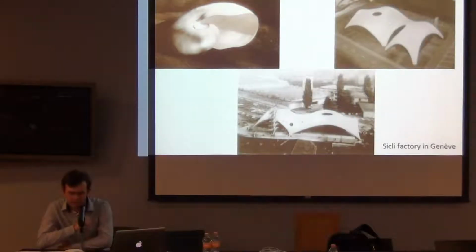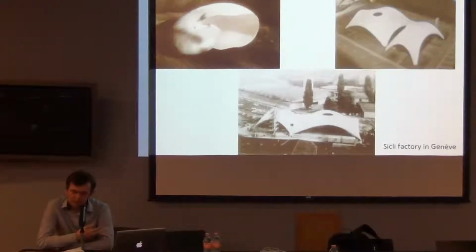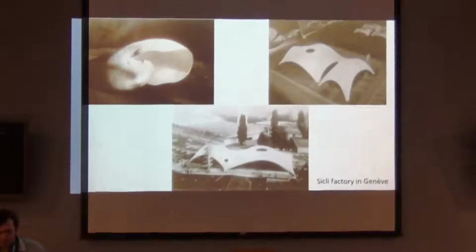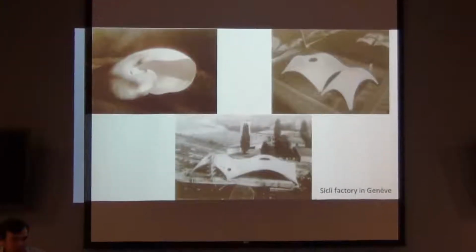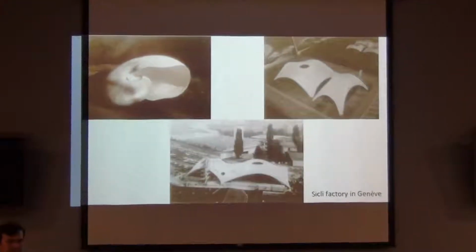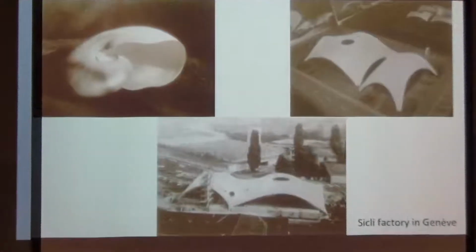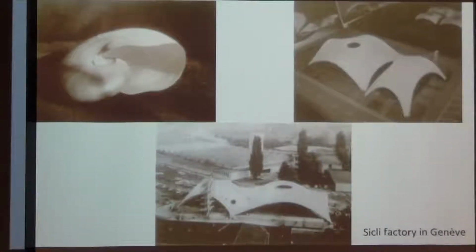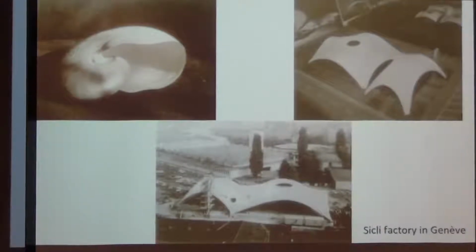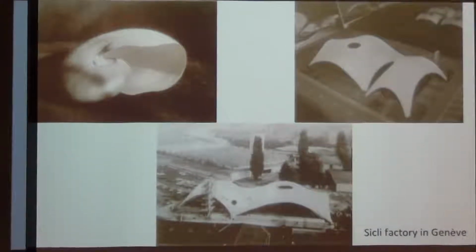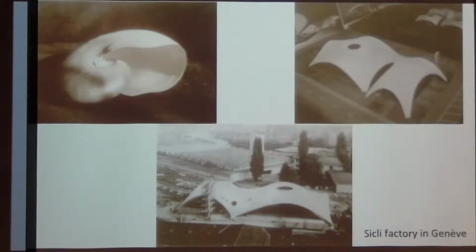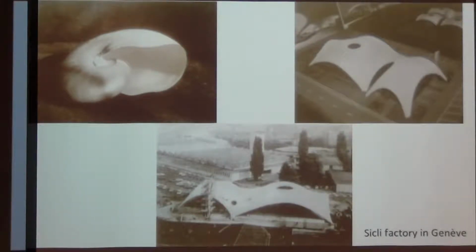You see a snail shell on the slide, and Isler's model inspired by this shell, and the application of the model to the building practice, namely the Sicli factory in Geneva. At first sight, we won't be able to see any similarities between the three different entities. It shows that the ways of seeing should be learned. So Isler should have seen something different than we see now.